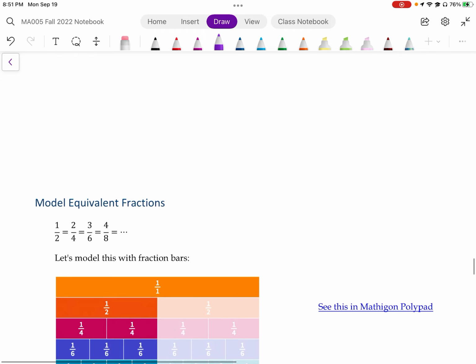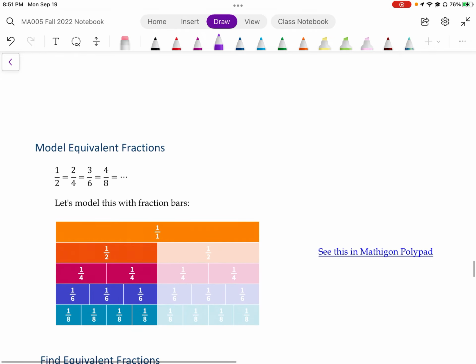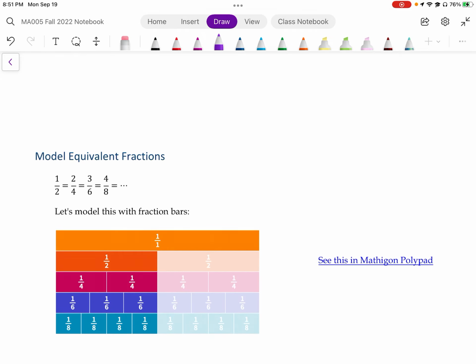Okay. Modeling equivalent fractions. So equivalent fractions are things that are equal to each other. They're the same thing, just with different denominators. So we've got to change the numerator too. But here I want to show you a picture of this. So if this is a whole, one whole, we are representing 1/2. So here's 1/2, and here it is right here. Okay, so 1/2 is the same, and I've got it shaded dark.